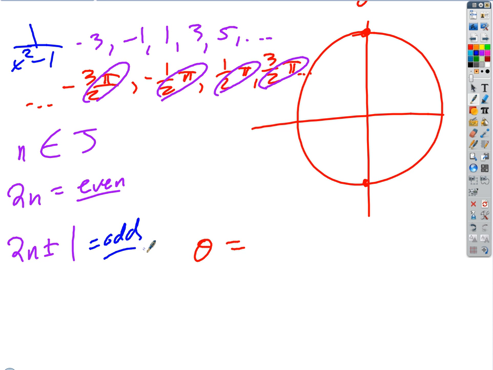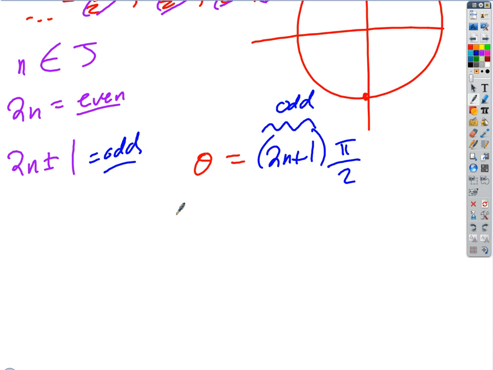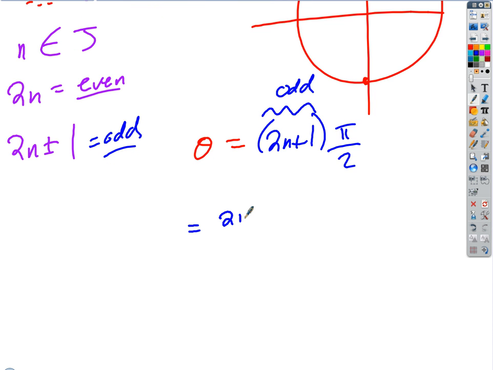Well, not 2n. It's got to be 2n plus 1, because that, to us, says odd number, right? Times pi over 2. Usually you'd see that written more like this. I think usually you put the 2 on the bottom. It doesn't make any difference though, same thing.